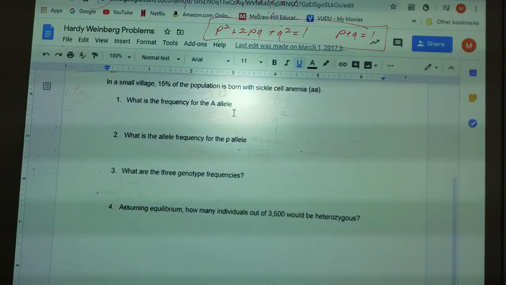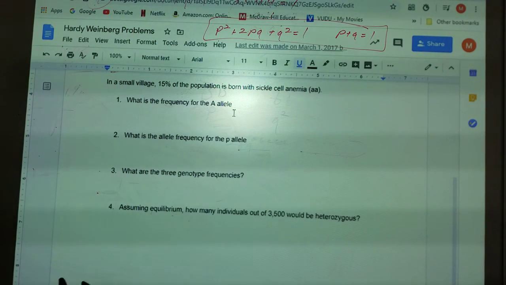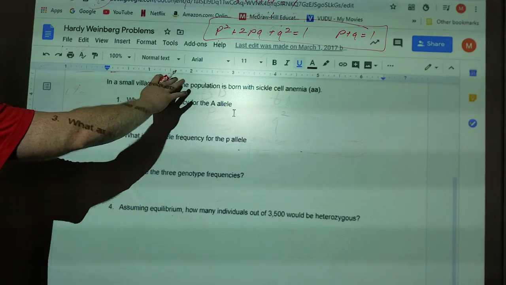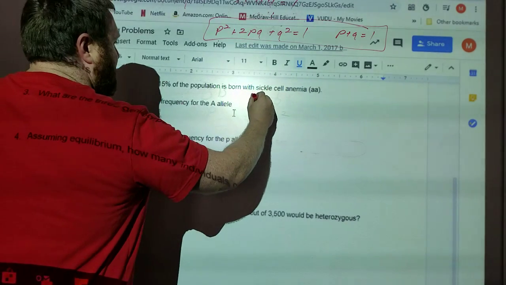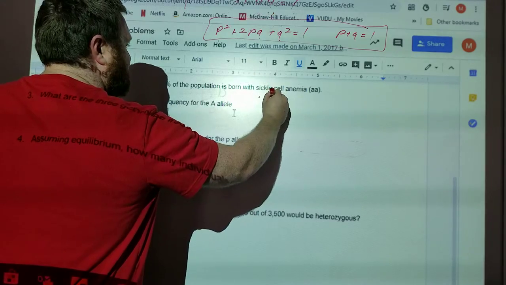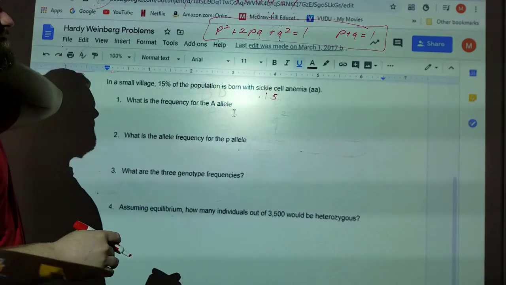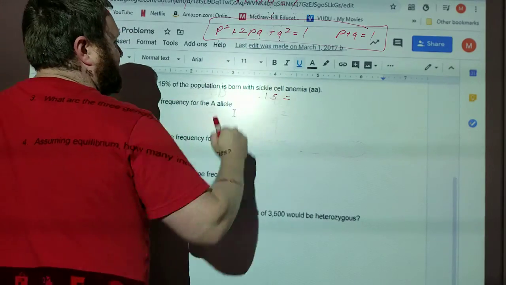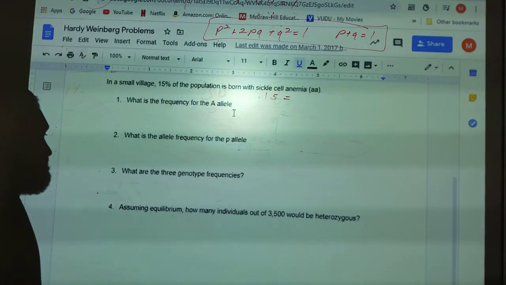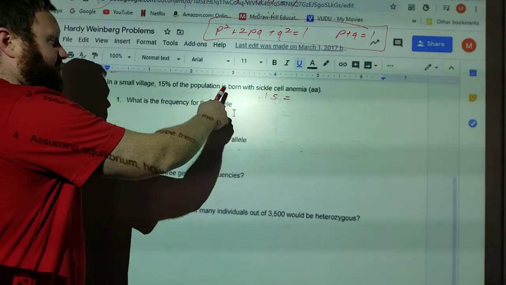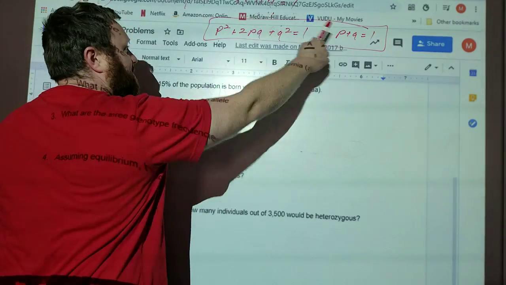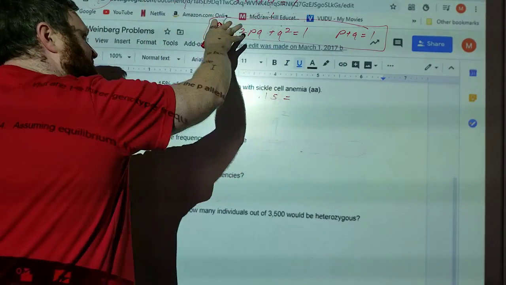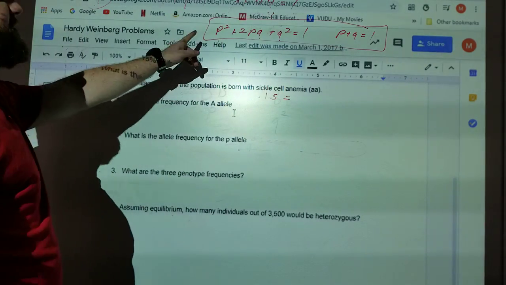Okay, so it says in this small village, again, 15% of the population is born with sickle cell anemia. That means, if you want to break this down, that 0.15, which is the same as 15%, of the population equals, which one of these represents homozygous recessive? First off, we're talking about a population, so which equation is it? You should be thinking it's this one right here. Okay, because anytime we're talking about individuals within a population, we're talking about this equation here.